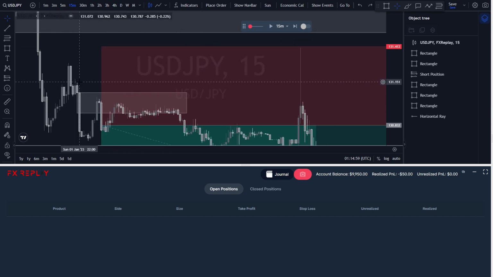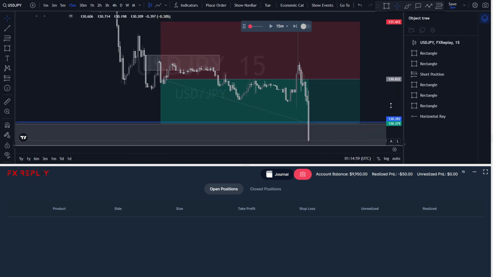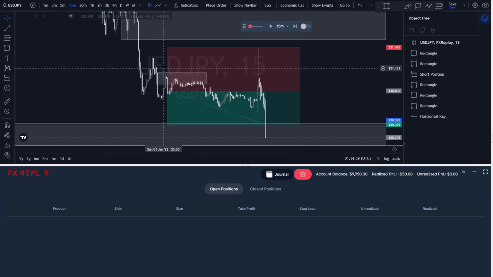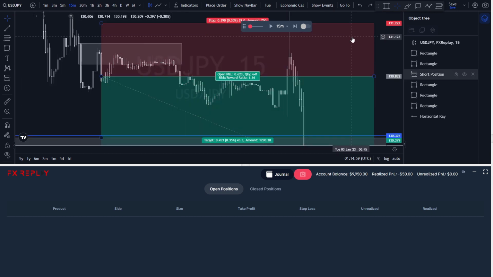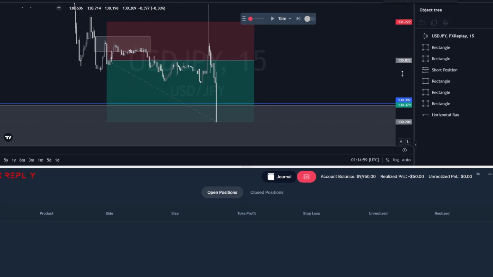Since these two areas of liquidity are so close to each other, I should have just set my stop loss above both areas of liquidity to make sure that I wouldn't get stopped out. But maybe I shouldn't even have taken this trade at all because of the risk-reward ratio. Yeah, so it is what it is, but let's see how the next trade goes.